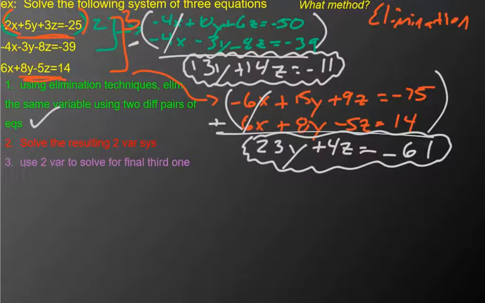So I used elimination techniques, and I eliminated the same variable using 2 different pairs of equations. I used equations 1 and 2, and then I used 1 and 3. Just make that part easy on yourself. Don't try to eliminate z here, because 3 and 8 and 8 and 5 are going to be annoying to deal with.